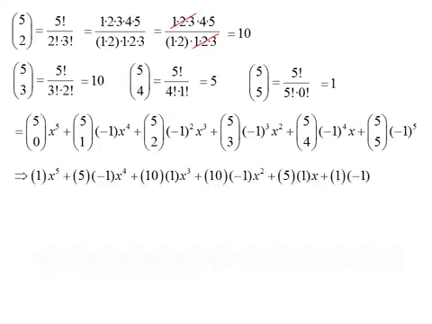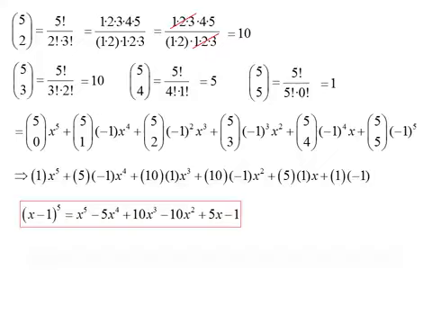1 times x to the 5th, plus 5 times negative 1 times x to the 4th, plus 10 times 1 times x cubed, plus 10 times negative 1 times x squared, plus 5 times 1 times x, plus 1 times negative 1. So again, we just evaluated the negative 1 to the powers, and we inserted the coefficients for our n choose j's. And so if we simplify, we get x minus 1 to the 5th is equal to x to the 5th minus 5x to the 4th plus 10x cubed minus 10x squared plus 5x minus 1.